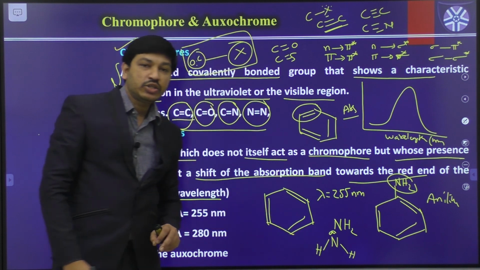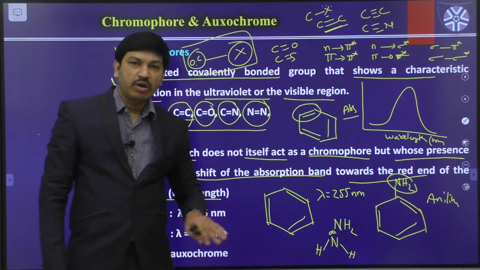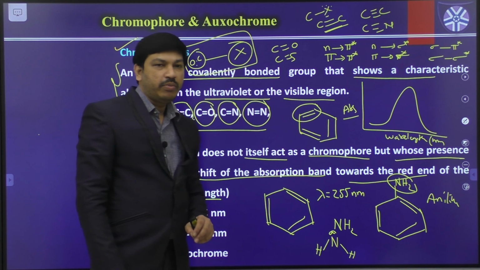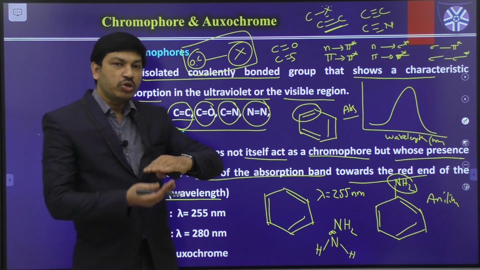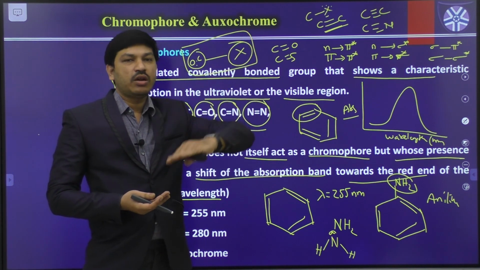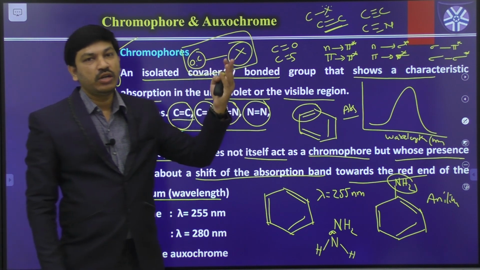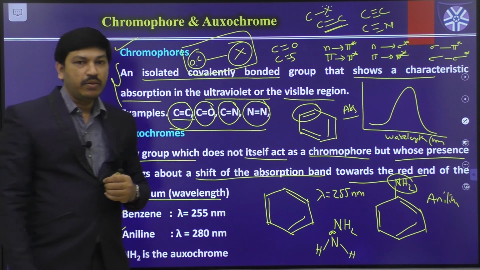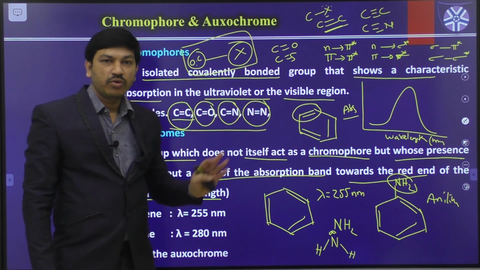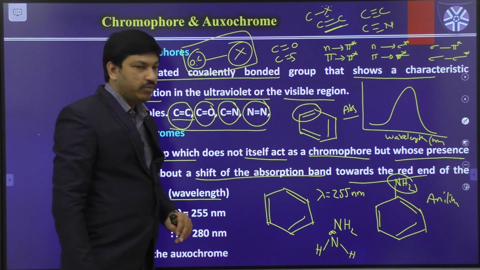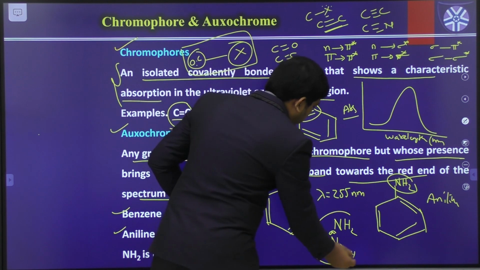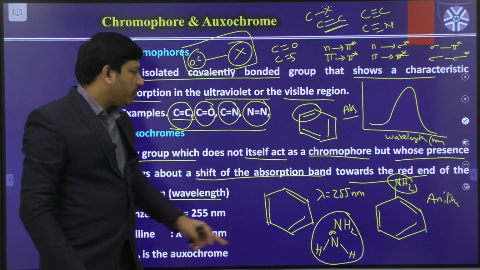So in the case of the NH2 group, all bonds are sigma bonds, and there is one lone pair. That means the most probable transitions are n to sigma star or sigma to sigma star only. But those two transitions are higher energy transitions, they require shorter wavelengths. We cannot see them in the absorption spectrum. So that means the NH2 group individually is not acting as a chromophore.